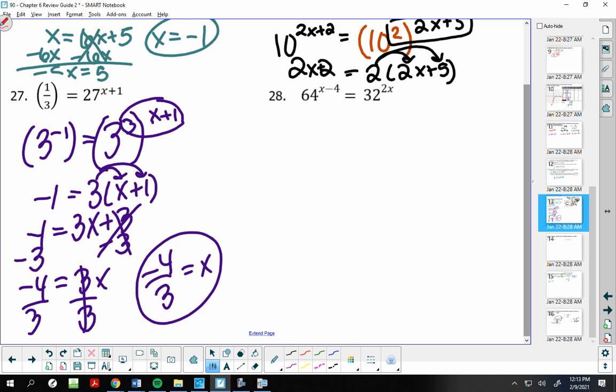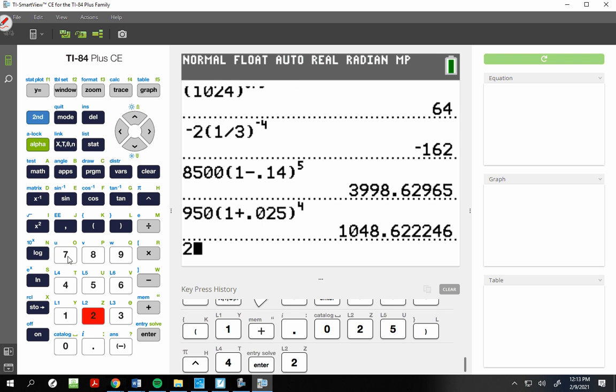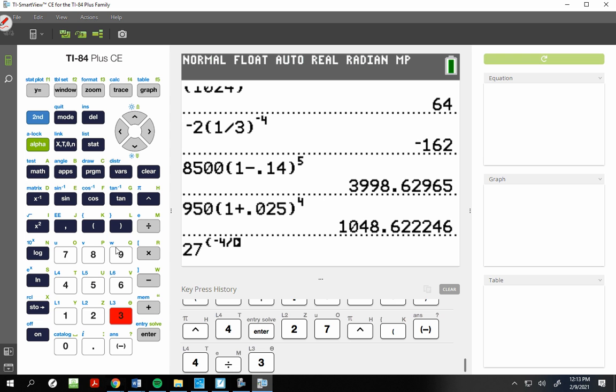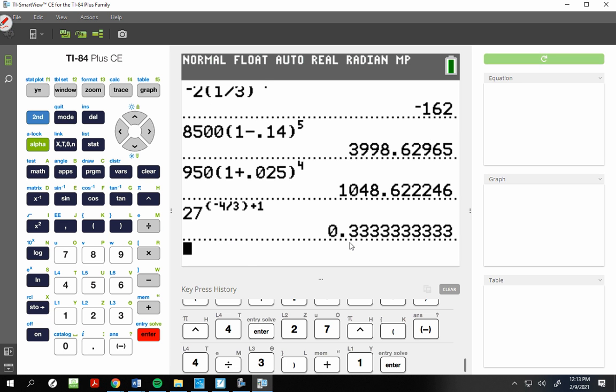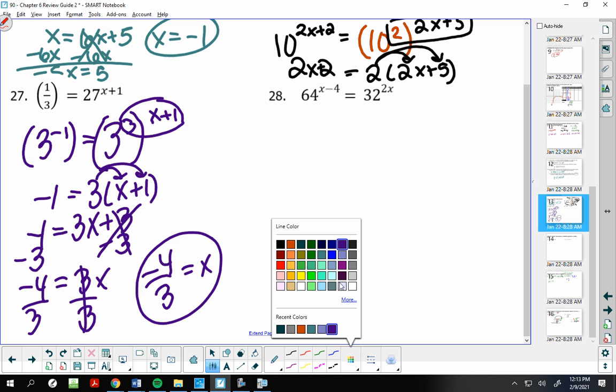Right, let's just check. 27 raised to the negative 4/3 power plus 1, 1/3. And it equals 1/3, so we're good. So we know we did it right. Okay? The hardest question is probably when you have to change both bases.